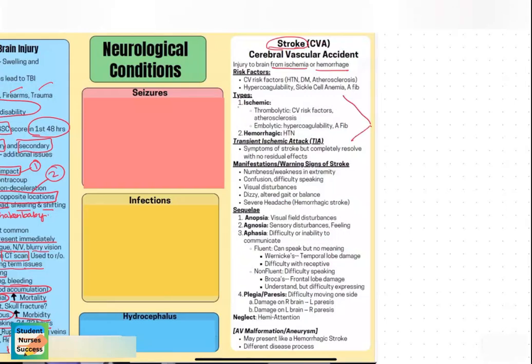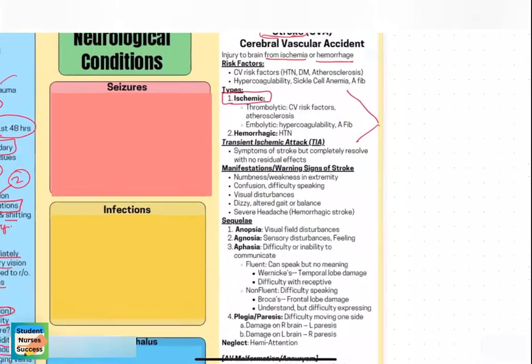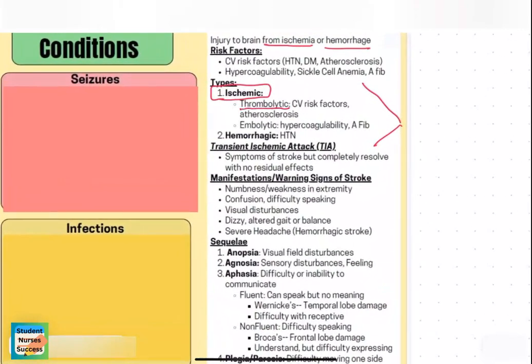An ischemic stroke is from lack of blood flow, and usually it's from a clot that develops. So a thrombolytic stroke is from a thrombus or a clot that develops in one of the arteries or arterioles or tiny vessels in the brain that causes decreased blood flow to a section of the brain. An embolytic stroke is a clot that has traveled to the brain and then lodges and becomes a thrombolytic stroke. Ischemic strokes are more common than hemorrhagic strokes.